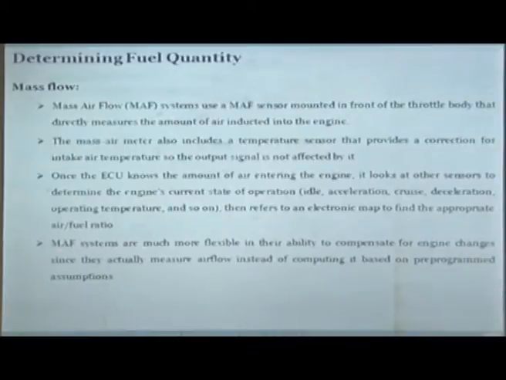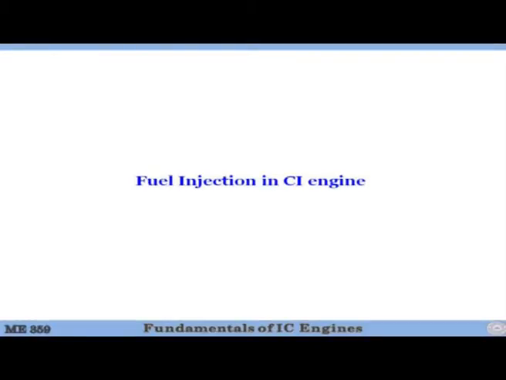So mass airflow systems are much more flexible in their ability to compensate for engine changes, since they actually measure the mass flow rate instead of computing it based on assumptions. So computation is done in the D-Jetronic system, but in the L-Jetronic system there is no computation done, it is the direct measurement of air flow rate, and that is why they are more accurate and more flexible.